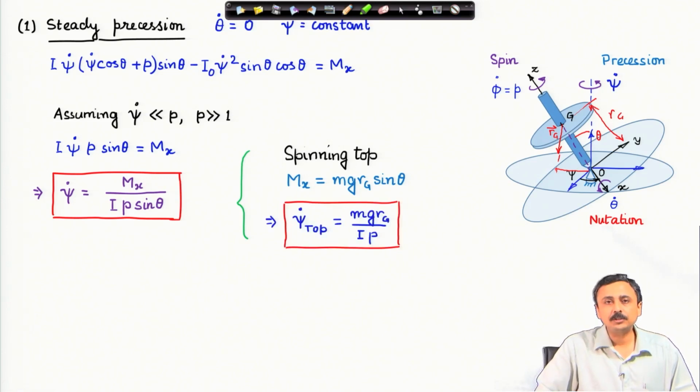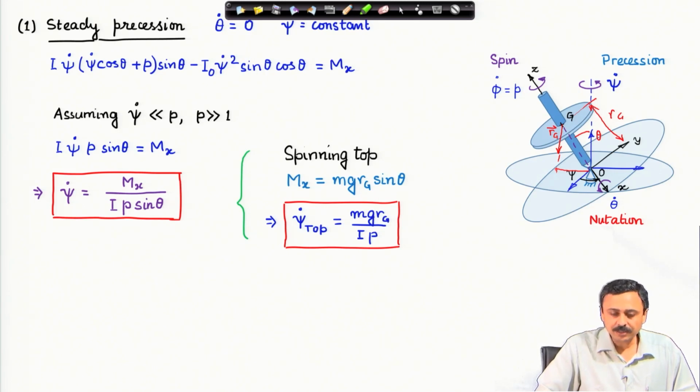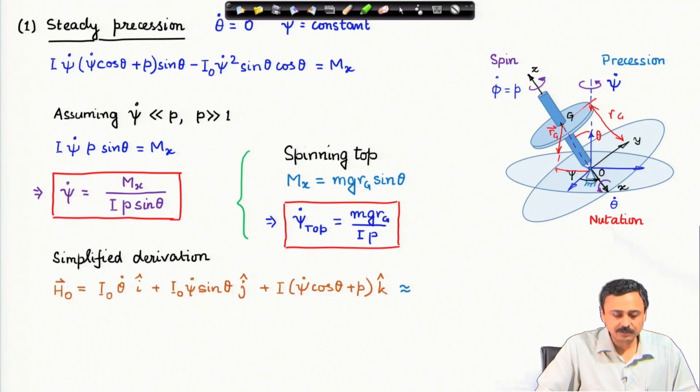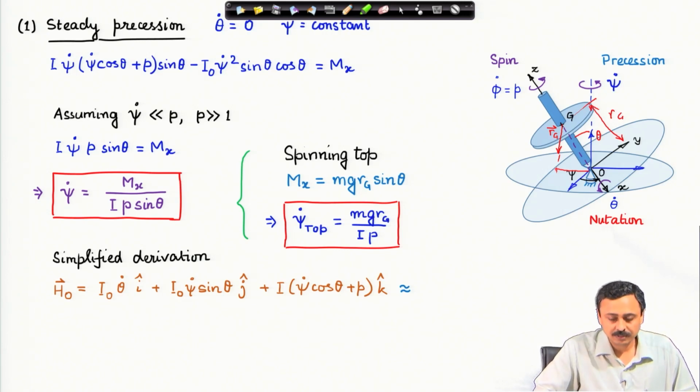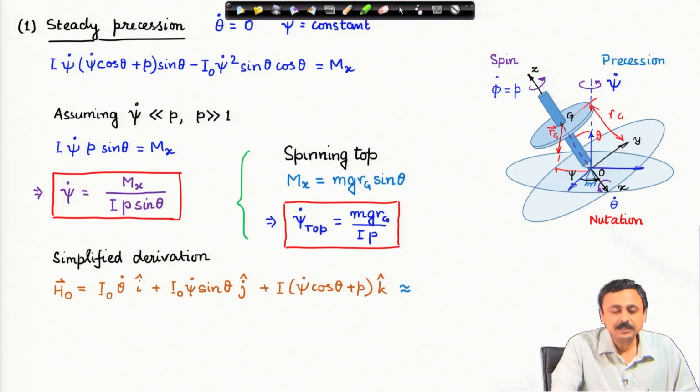Therefore, for a top, the precessional angular velocity can be determined in terms of its inertial properties, spin, and the location of the center of mass. You can obtain this approximate relation. Let us look at a simplified derivation right from the angular momentum calculation about O, and this we are going to use later on in problems.